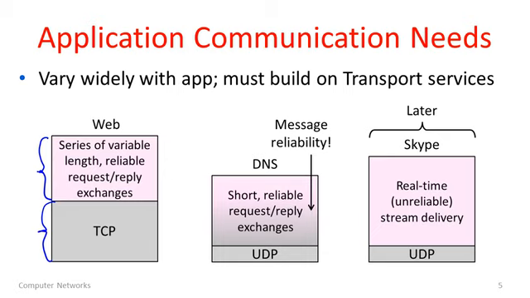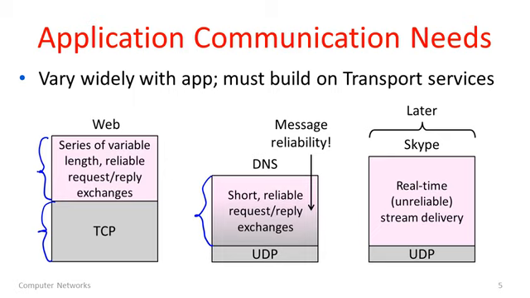TCP already gives us the reliability and the variable length messages as part of its byte stream. So we'll need to build a series of request-reply interactions on top of it. That's the web. A completely different example here is in the middle. So the domain name system, its need is, it says here, short, reliable request-reply exchanges.